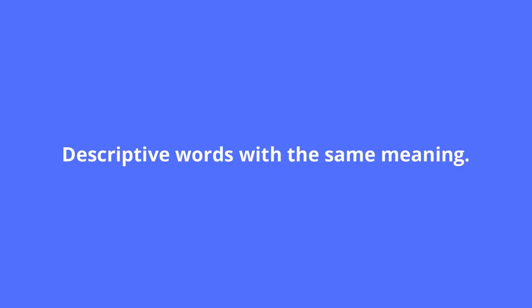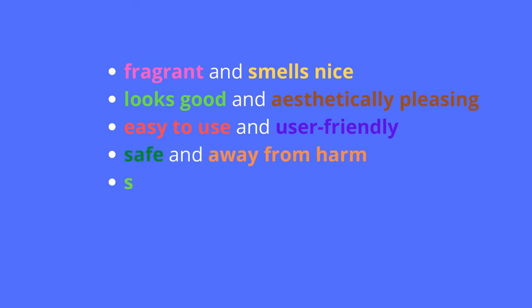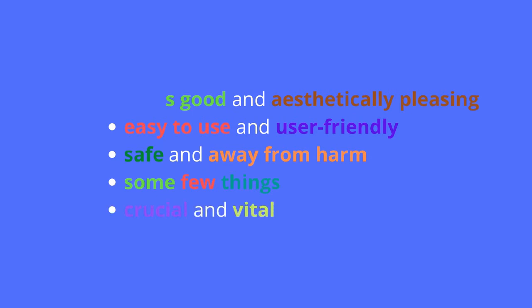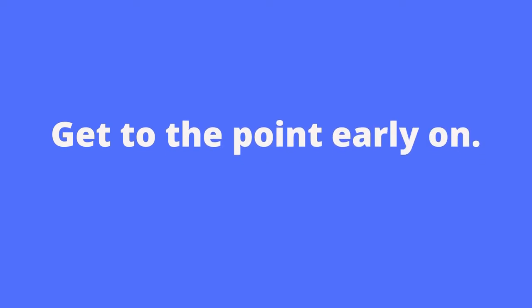Descriptive words with the same meaning. Examples of these are fragrant and smells nice, looks good and aesthetically pleasing, easy to use and user-friendly, safe and away from harm, some few things, crucial and vital. I'm sure you get the idea. So, how do you avoid fluff? Get to the point early on. But how? This leads us to our next topic.